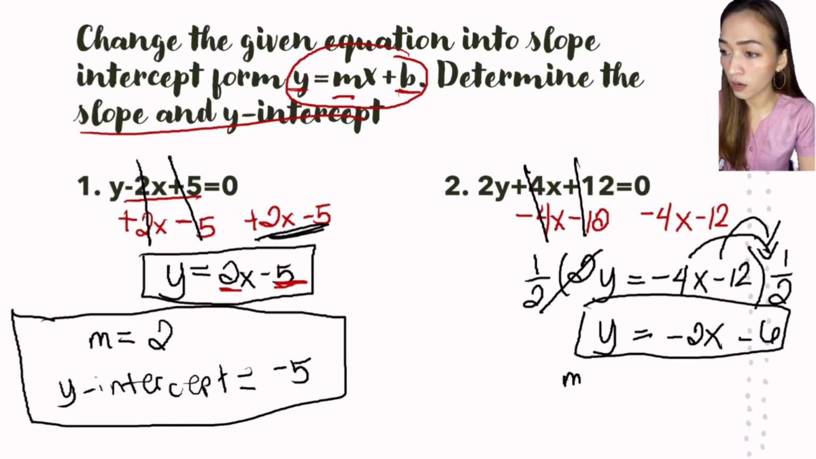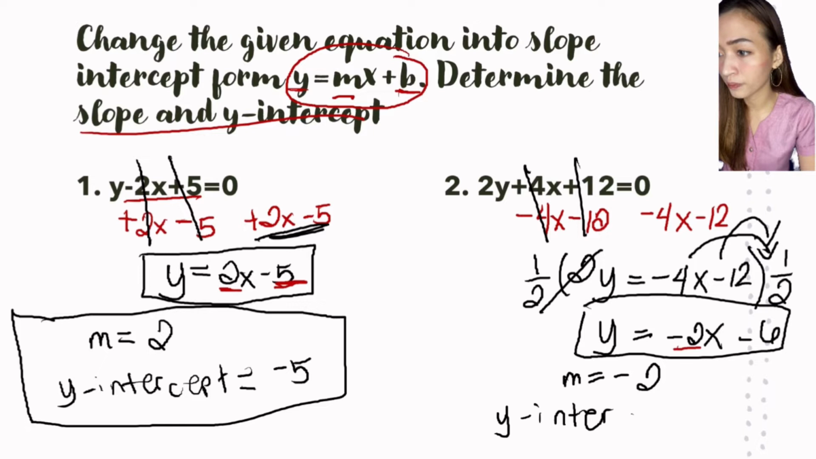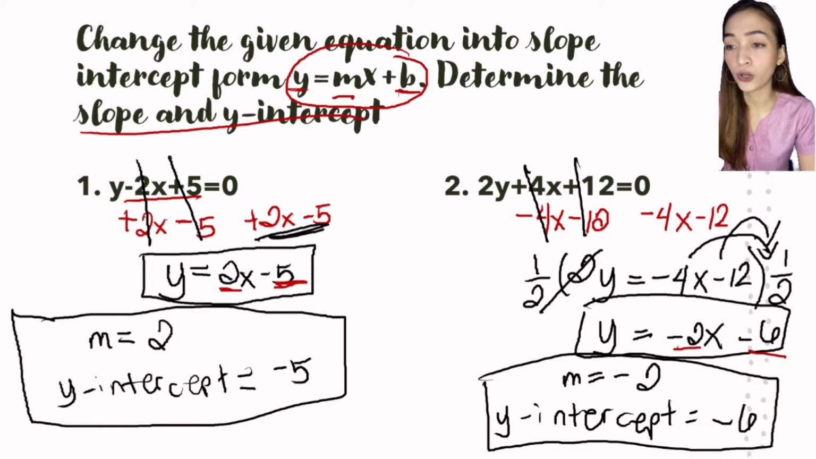Now what is our slope? Our slope again is this one. So we have negative 2. And then our y-intercept is our b. So this one. So we have negative 6. So this is our answer in number 2.